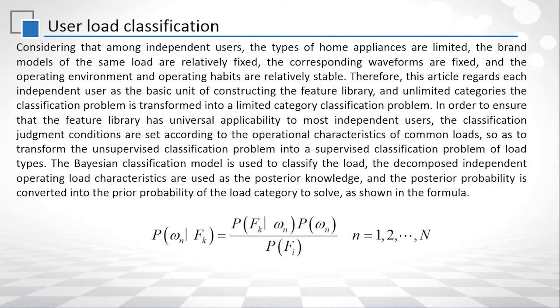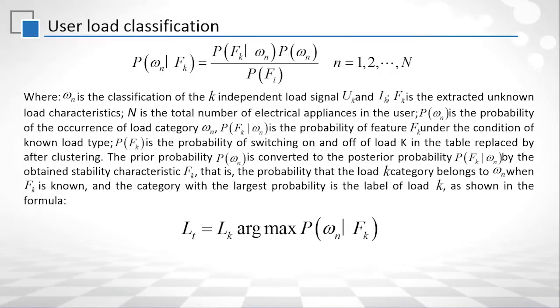This article regards each independent user as the basic unit of constructing the feature library, and the unlimited category classification problem is transformed into a limited category classification problem. The Bayesian classification model is used to classify the load, as shown in the formula. The category with the largest probability is the label of load K, as shown in the formula.